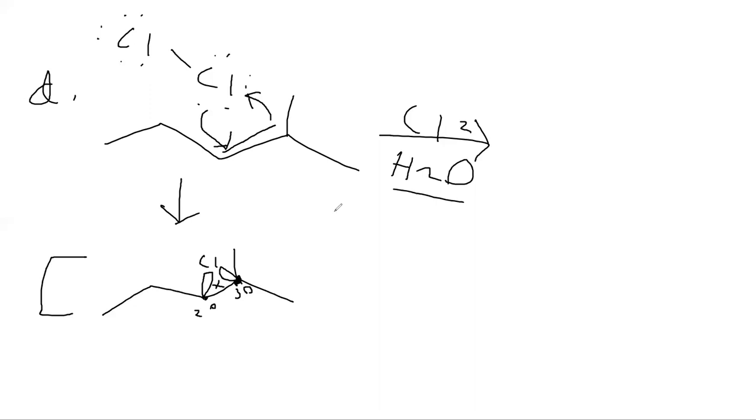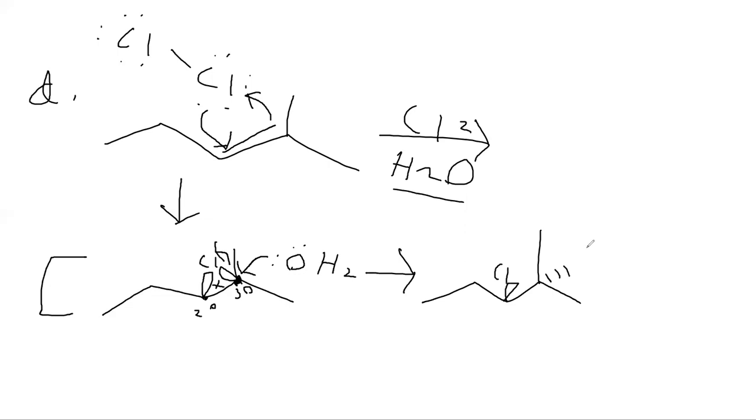So the water comes and attacks what would be the more stable cation, which is the tertiary. That's why it attacks here, and then this bond breaks. So this is a wedge, this is a dash, and this water is positive.